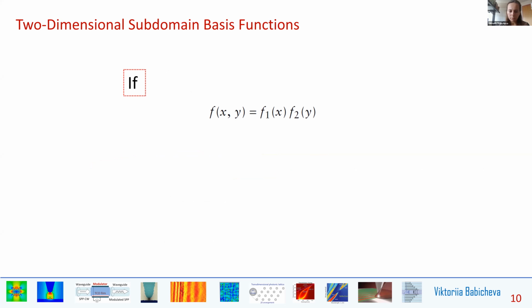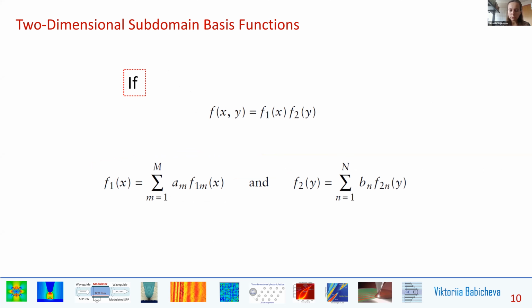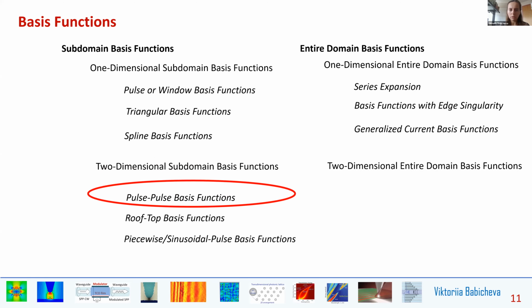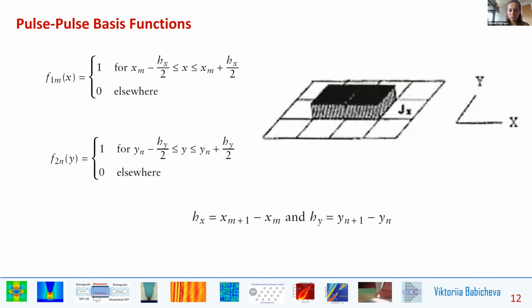Again, if we can separate them, we now describe some types of them, some most common examples. It can be a pulse basis function, and in this case, the pulse basis functions along the x direction and along the y direction can be given by these formulas.